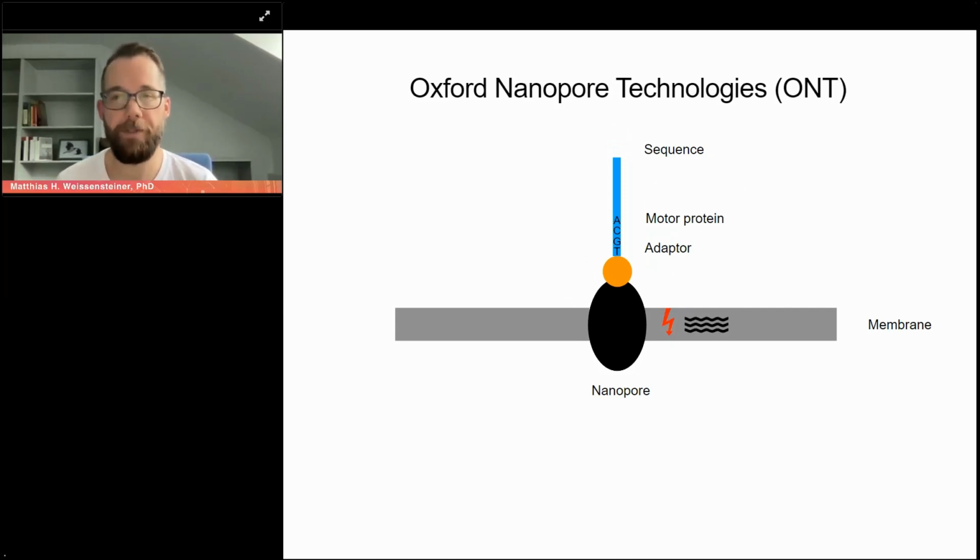Finally, the third technology we have been working with is from Oxford Nanopore Technologies. And once again, this is a very different approach of sequencing. And in this case, there's no polymerases applied at all. And instead, how you get the sequence here is that your template molecule is attached to an adapter. And this, in turn, then is guided towards a nanopore with a motor protein. So this is typically a helicase, which is essentially moving the DNA molecule through this nanopore.